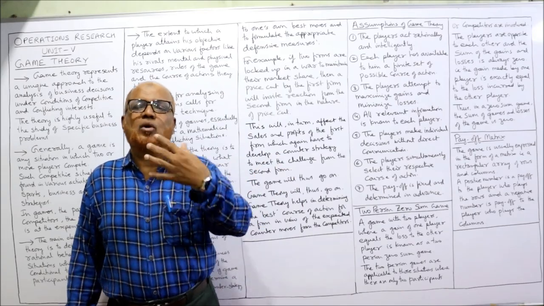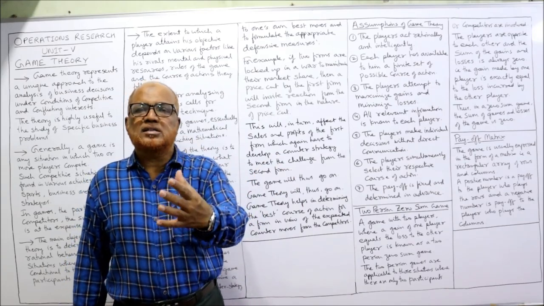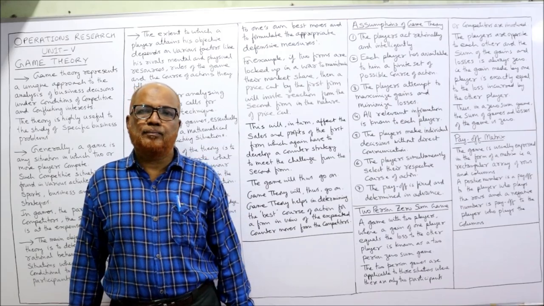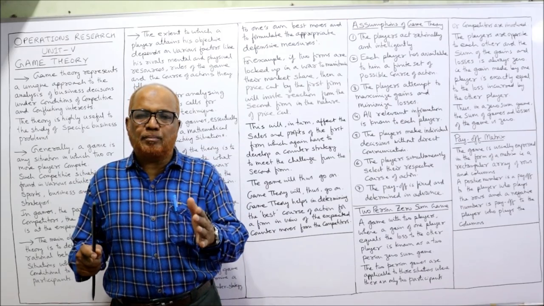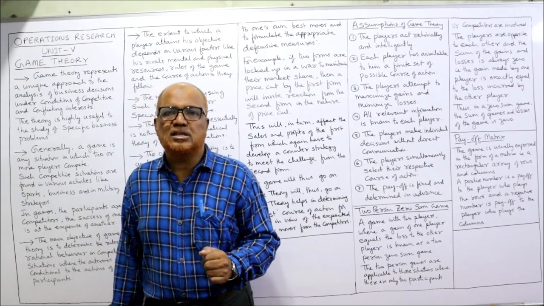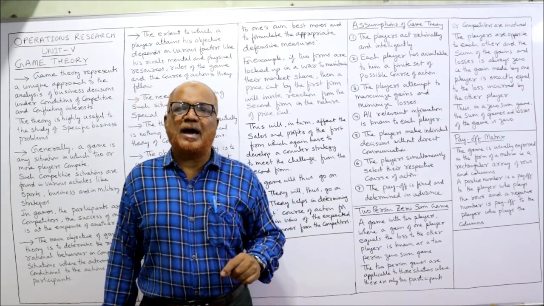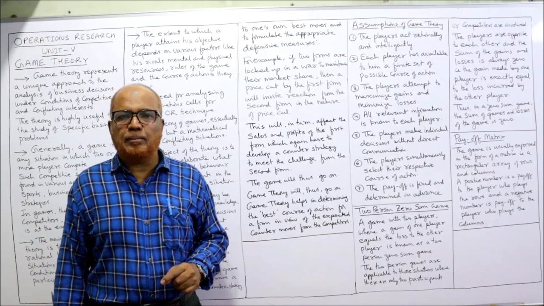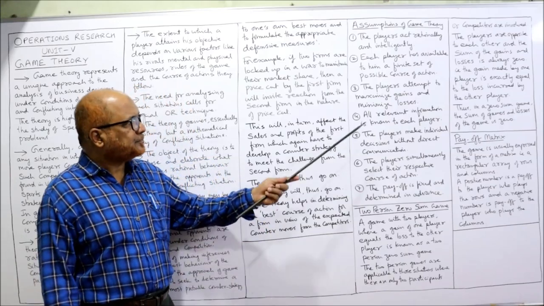We will provide better services to the customer so that customers should not be lost to Airtel. That means the market share of Jio should not decrease. So one party is the maximizing player, the other party should be the minimizing.